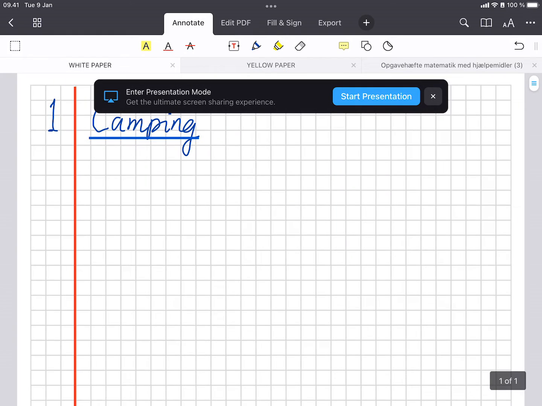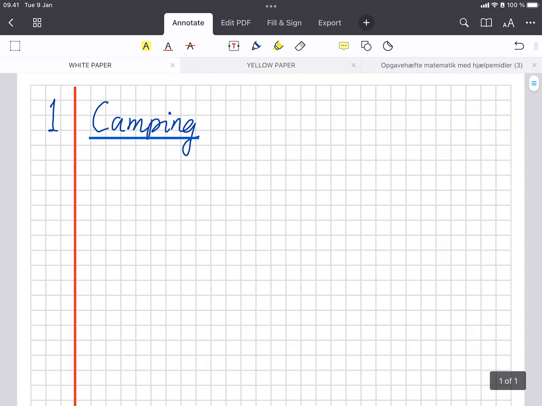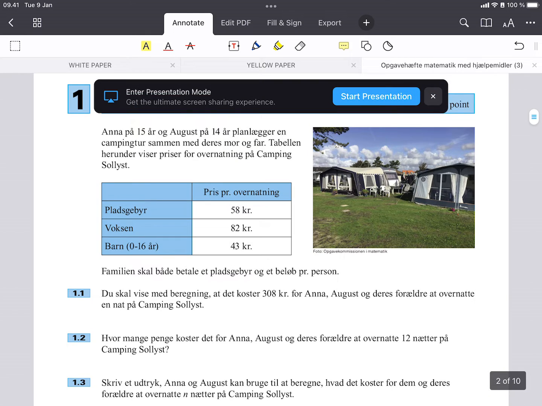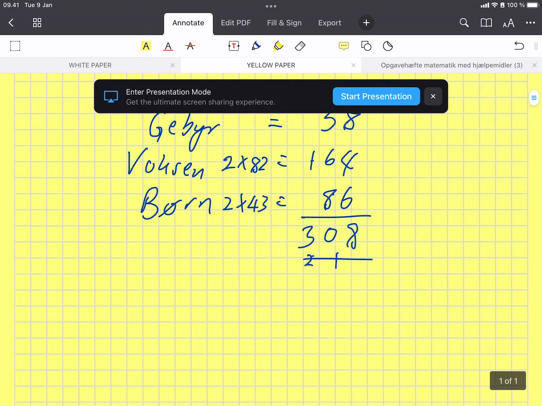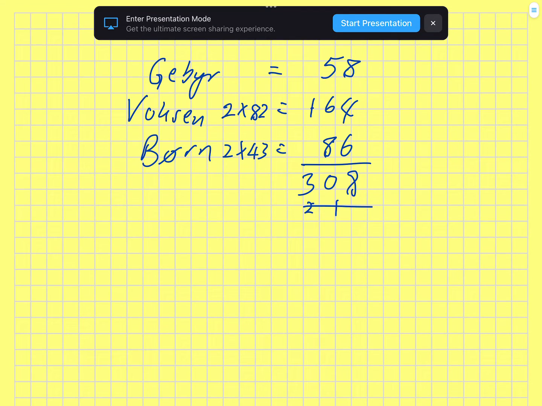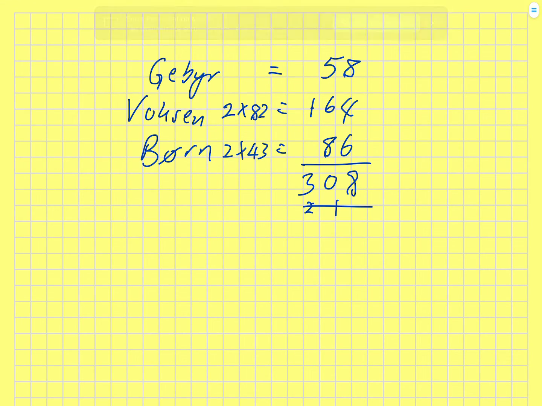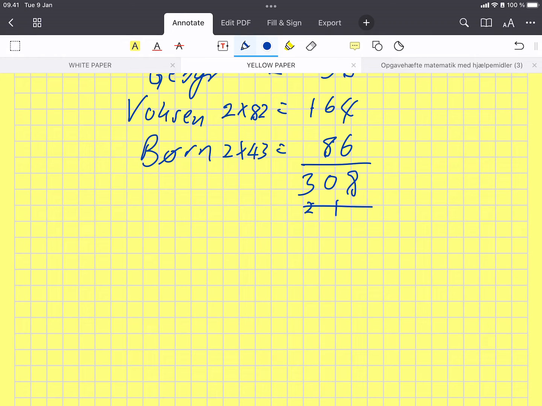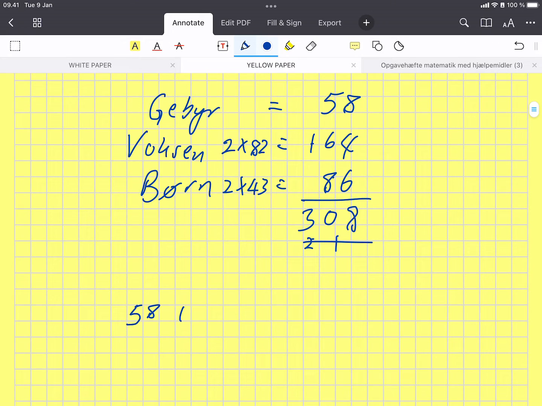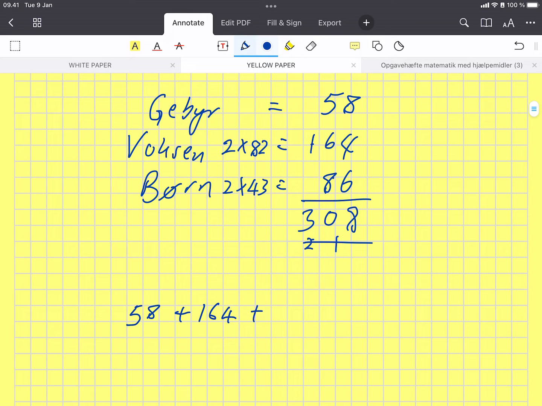And for putting it on the final white paper, what we're really aiming to do is have a nice, neat one-line calculation that will summarize the whole thing in a simple expression. So where did I get 308 from? I got it from 58. Just try and make my pen come up again there. I got my 308 from 58 plus 164 plus 86.